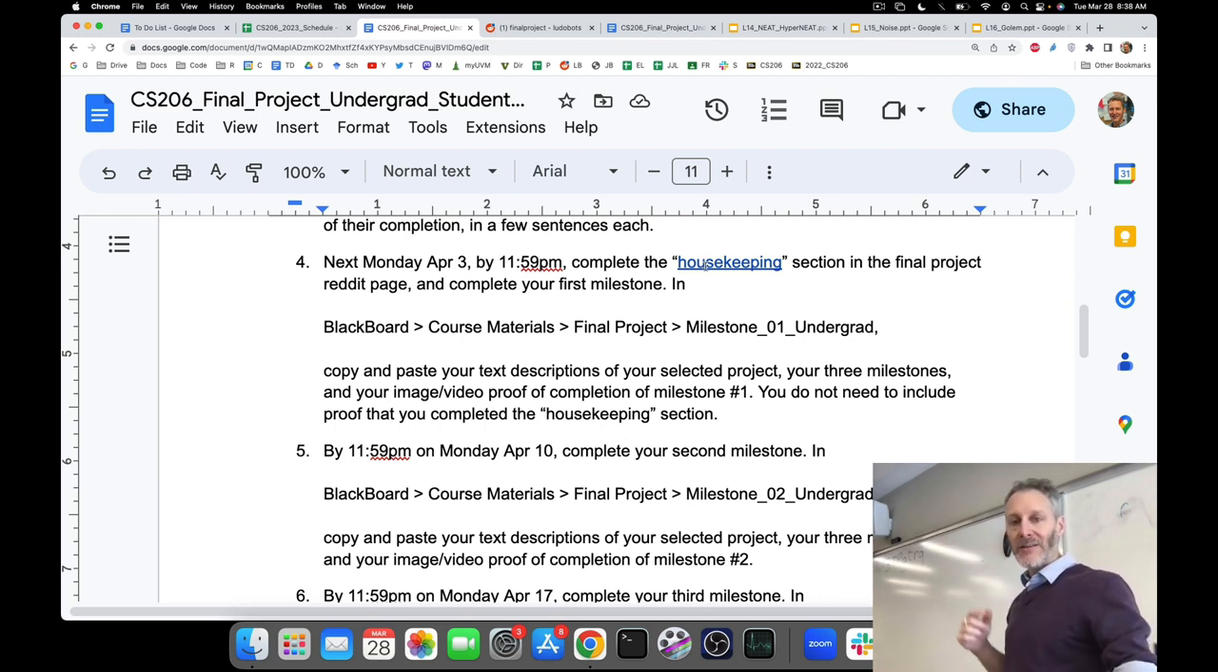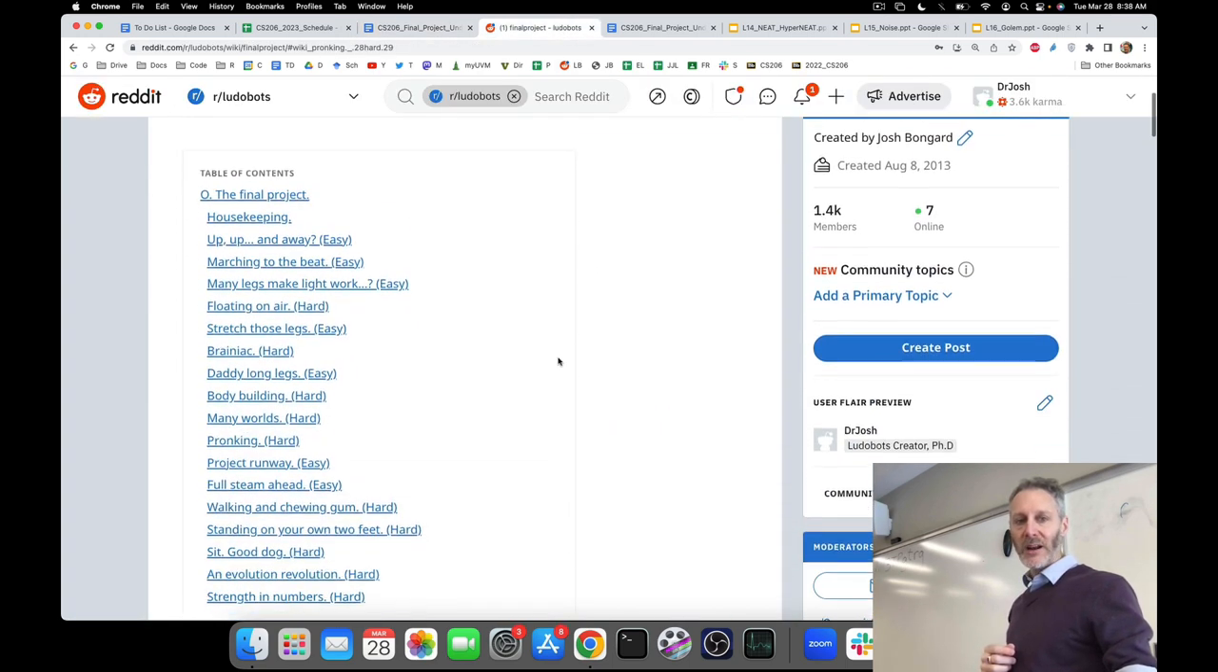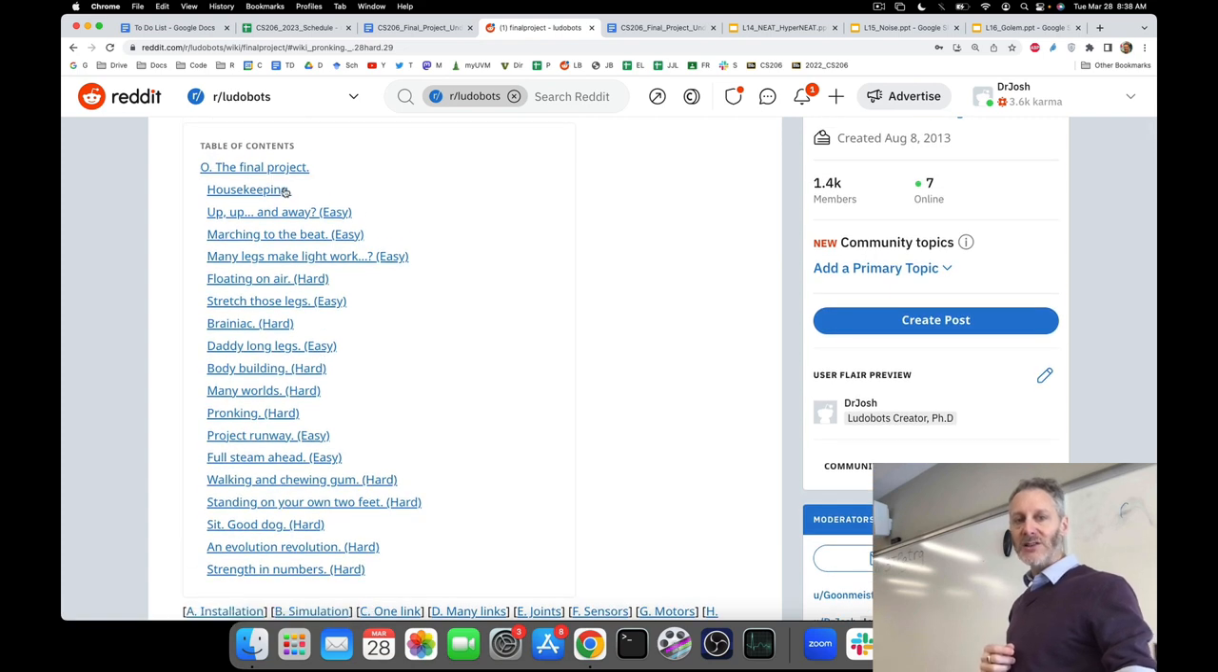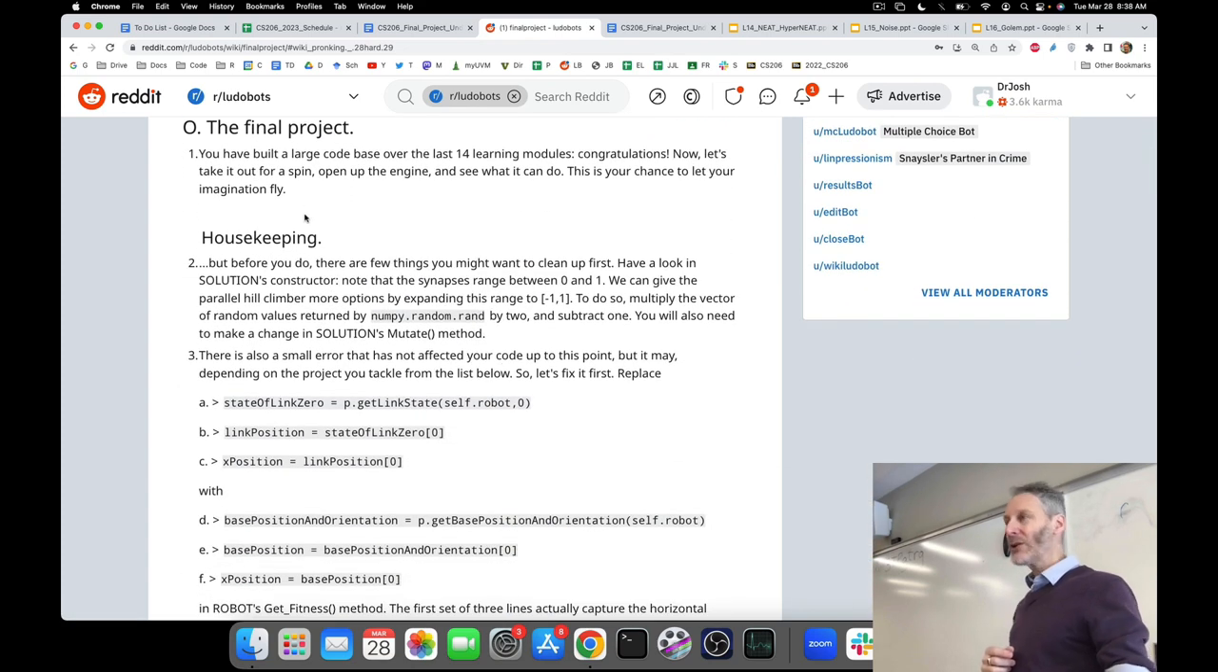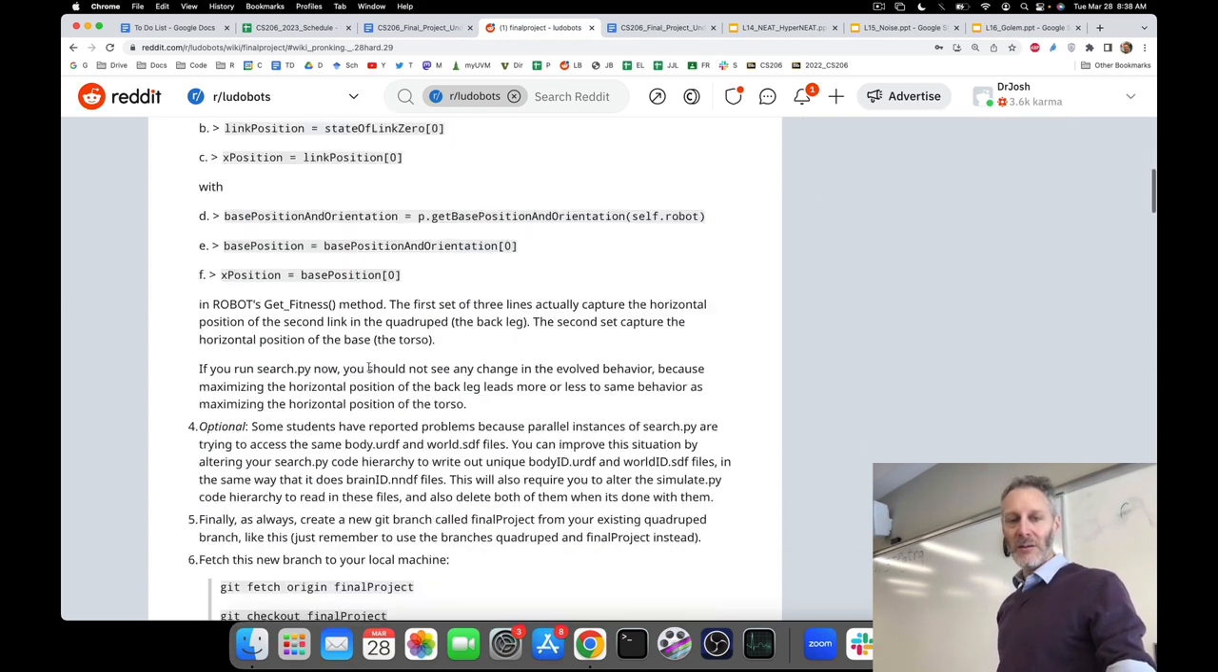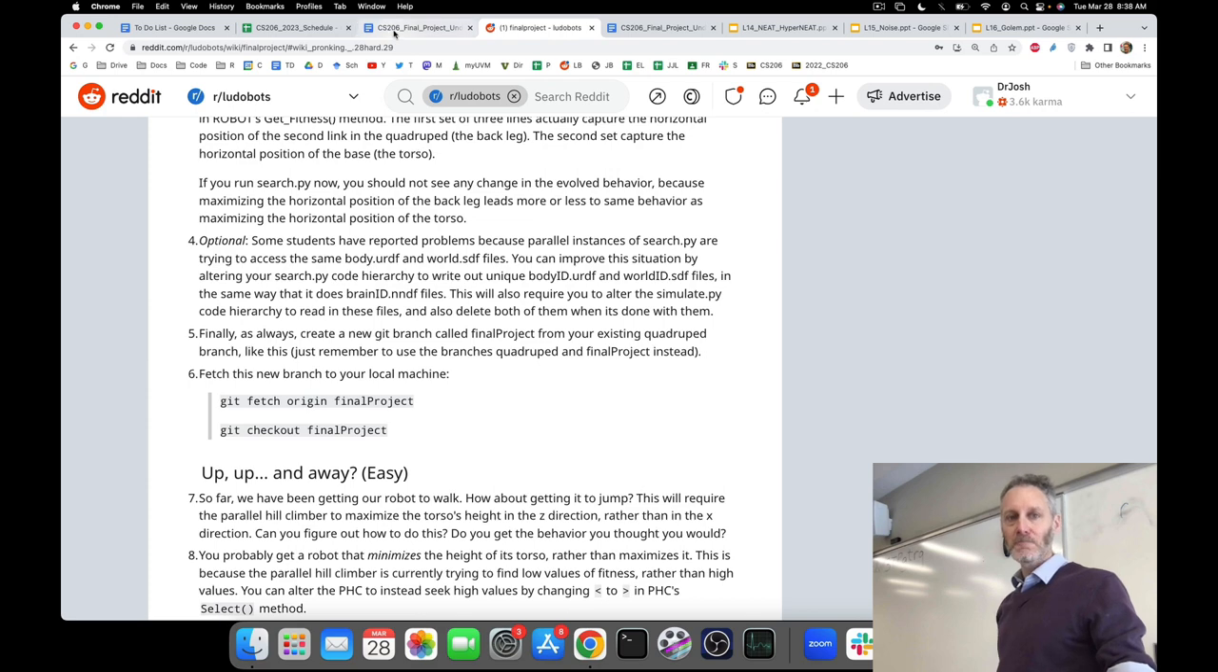You're going to be completing the housekeeping section in the final project. So I'll jump back to the subreddit here. You'll see there's this long list of projects, but at the top, there's a short section on housekeeping. There are little bits of the underlying code that are a little bit clunky, which I didn't have a chance to clean up before the class started. So you're all going to clean it up. It's pretty straightforward. It's all very mechanical. Just implement these little patches and fixes. You don't need to submit any videos or images that you've completed this step. Just make sure you clean up these steps before you move on to a final project.